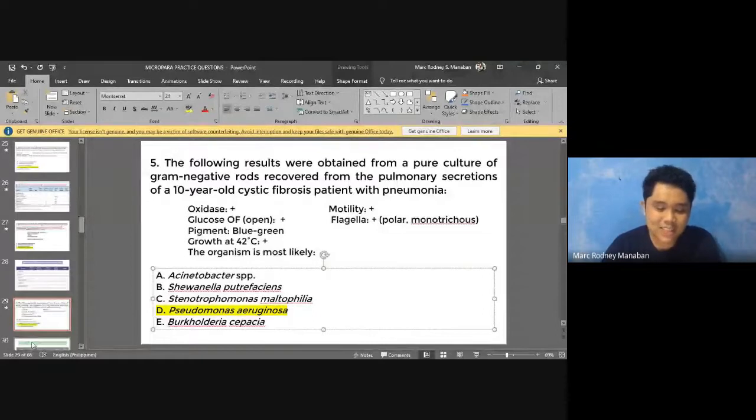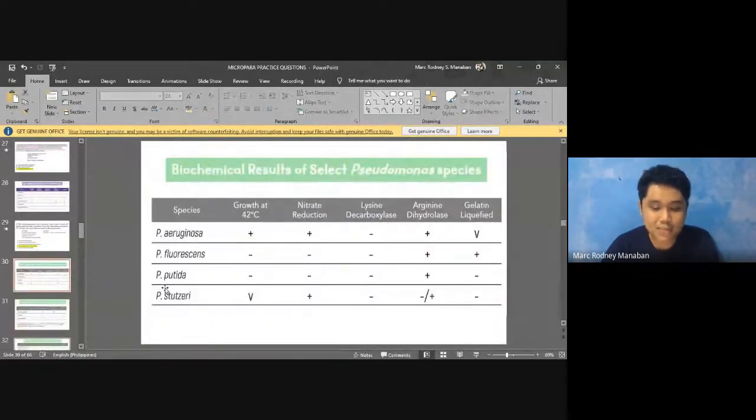Now, for the summary of results for the Pseudomonas species and the rest, as you can see, P. aeruginosa can be well differentiated from the rest by growth at 42 degrees Celsius and positive nitrate reduction. Growth at 42 degrees Celsius differentiates aeruginosa from the rest of the fluorescent Pseudomonas species. So growth at 42 degrees Celsius means Pseudomonas aeruginosa. Take note of that.